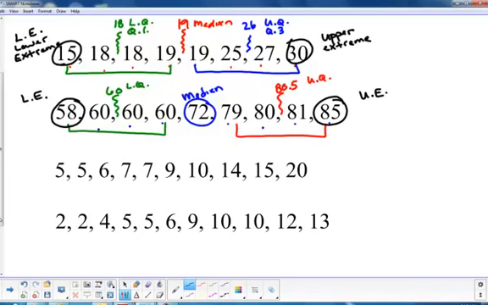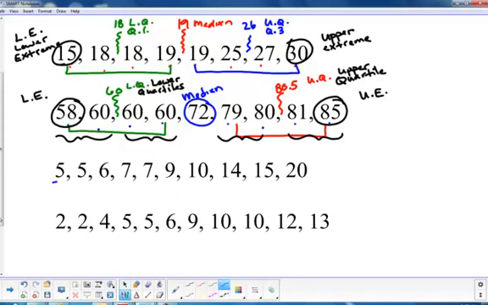These are called quartiles because they're breaking the data into quarters. So this is the lower quarter of my data. This is the second quarter of my data, the third quarter, and then the fourth quarter. So this is upper quartile. Quarter is 4 parts.